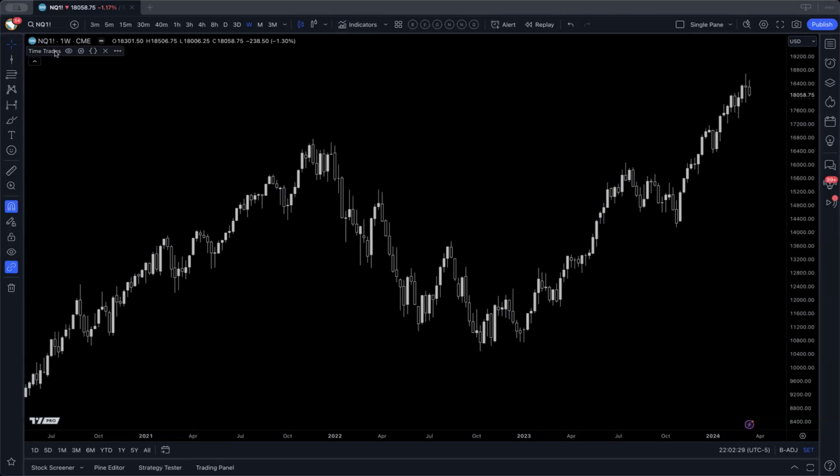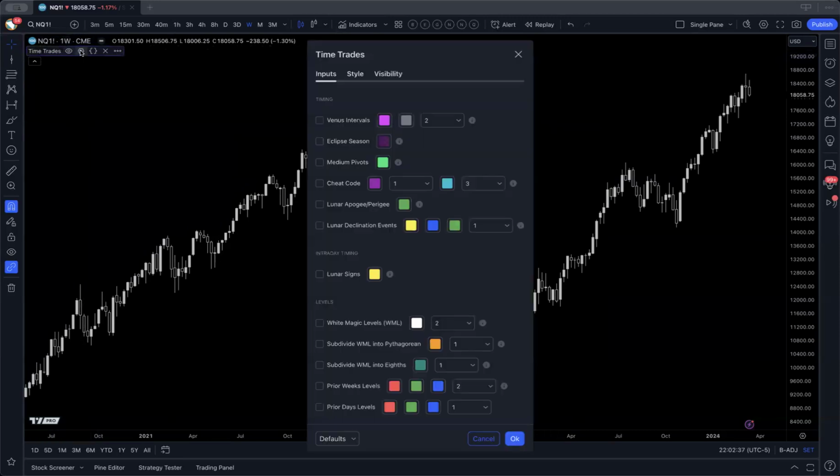And once you've added it to your chart, it'll appear up here, and you can get access to the settings by clicking this hexagon. It used to be a gear, but they've gone and changed it to a hexagon. So these are all of the settings that are built into the time trade script. There's a number of timing options that are visible and a number of price level options that are visible. So let's start with the timing options.